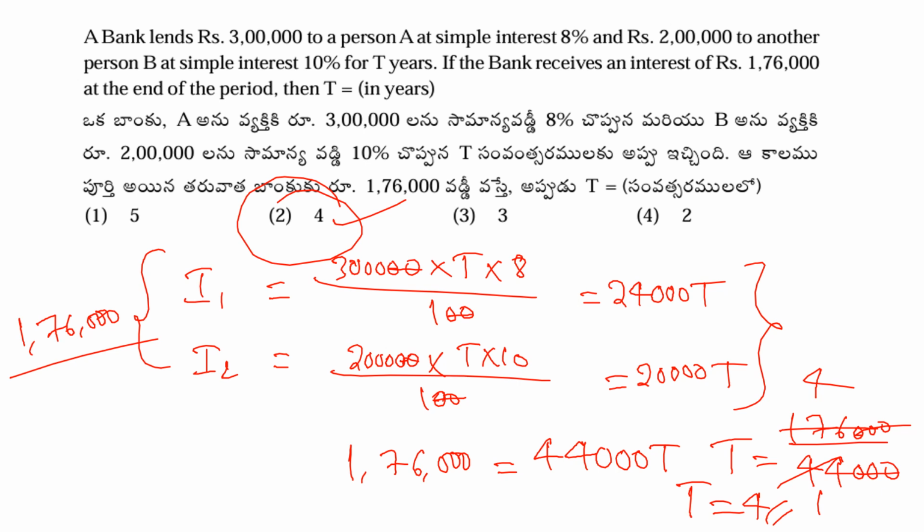This is how we have to do this, because we are not supposed to use any shortcuts here. We need to find it because they combined together and provided the total interest, 1,76,000. If they provided 1,76,000 for only one, say 3 lakhs at 8%, then you can find the time easily. But for both A and B together, the bank receives this amount of interest, so in that case we have to solve it using this method. Even this won't take much time. If you are good at this, you can solve it within 1 minute, this calculation part and everything. So you have to write it down very fast.